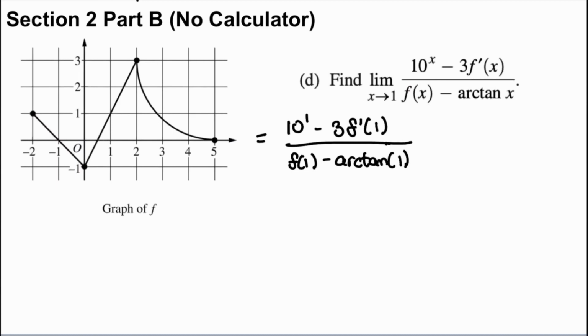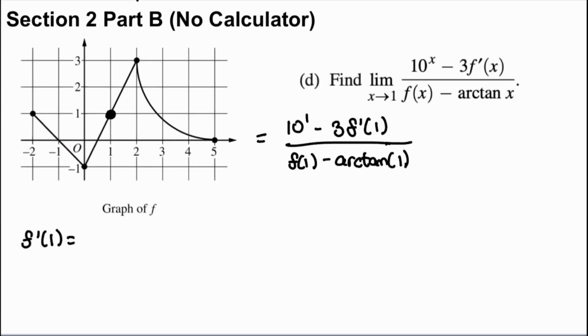So first, let's address this f prime of 1 portion. We want to find the slope of the graph of f when x is equal to 1. Now, thankfully, this is in one of our linear line segments, so we can just take the slope of this linear line and it'll apply to 1. So we're just going to do that off to the side.